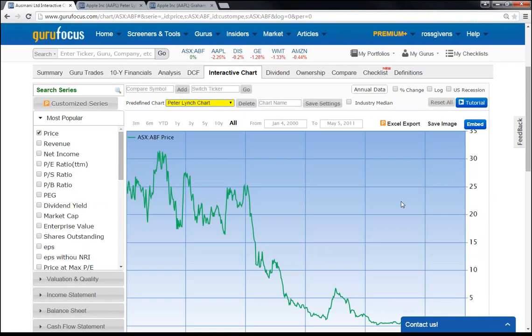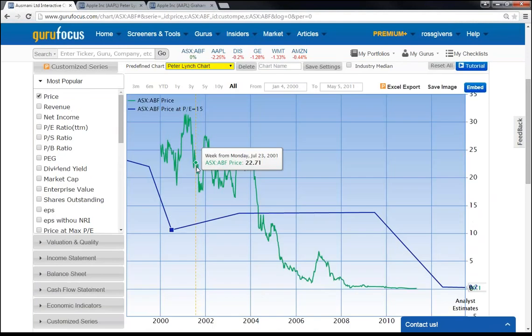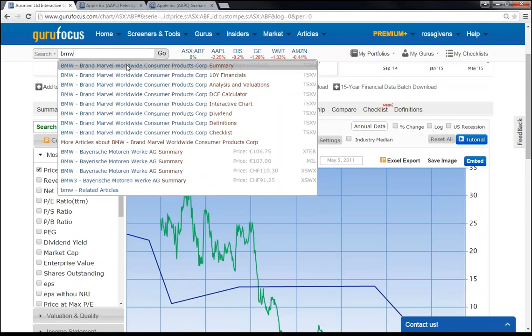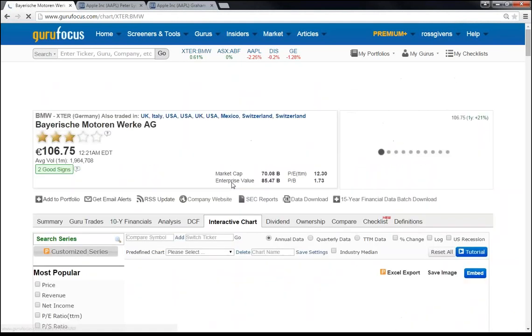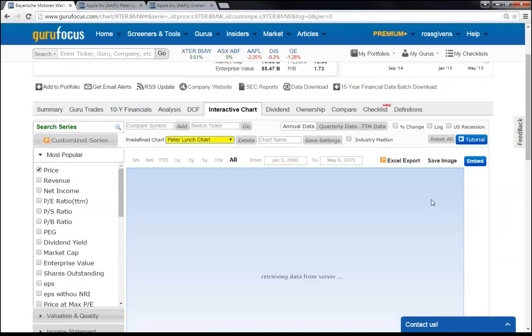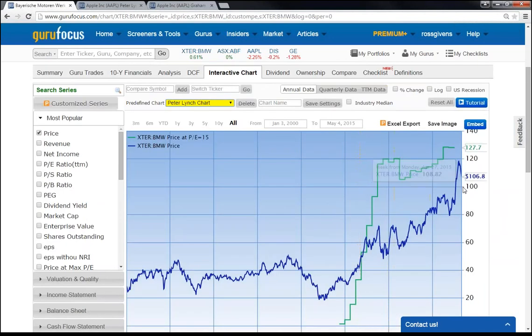Go back, look at the same Peter Lynch chart. Now this one's a bankrupted company. Does anyone have one that's currently still traded? You got a foreign stock? Let's look at BMW. We can go to the interactive chart. I'm using the Peter Lynch chart from the drop down. And we're seeing much of the same stuff.